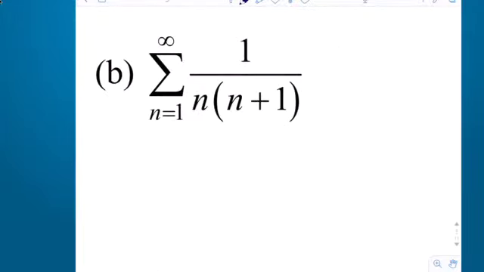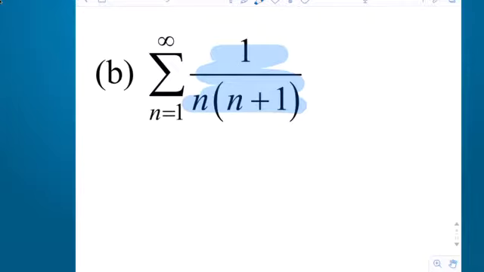What about this one? Let's do the nth term test for divergence. This is really 1 over n squared plus n. What happens to 1 over n squared as n goes to infinity? It goes to 0, right? It goes to 0. So this thing has a chance at converging.